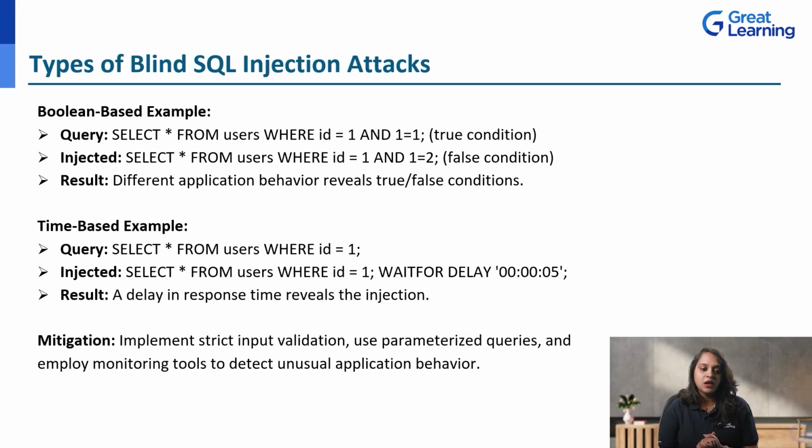How can we prevent this? We can implement strict input validation. So whatever input is given, we have to validate it very strictly by concentrating on each and every character that is present in the SQL query. Next, we can also use parameterized queries here, and we can also employ monitoring tools to detect unusual application behavior. We can use other external tools which actually identify this unusual behavior of our application. So we will get to know that something is happening to our application or someone is trying to access our application and all of those. So this is about the blind SQL injection attacks.